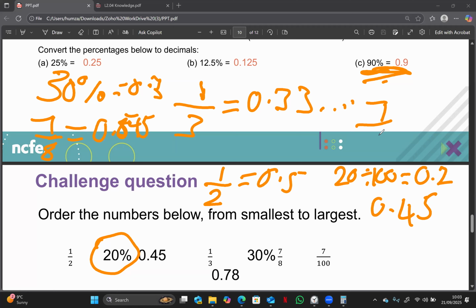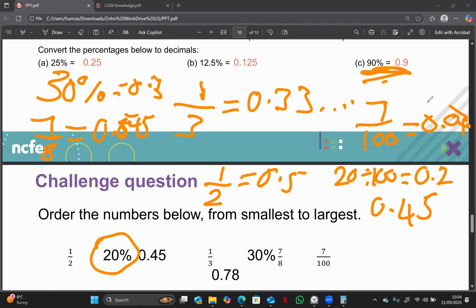And the last one, what's 7% as a decimal? 7 over 100. It's divided by 100. And what's the answer? 0.07. Exactly. Now all we do is put these in order. What's the biggest? What's the smallest here?